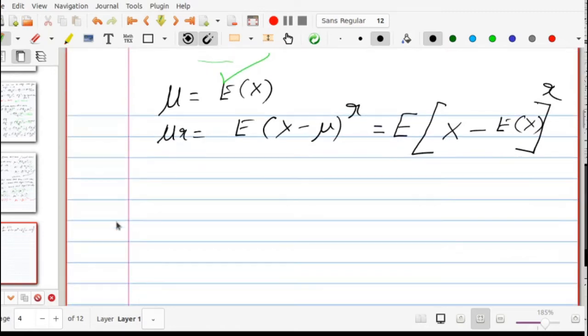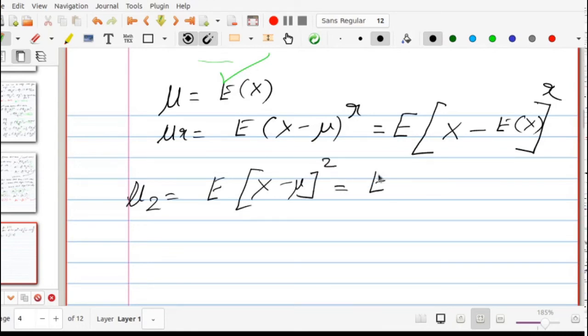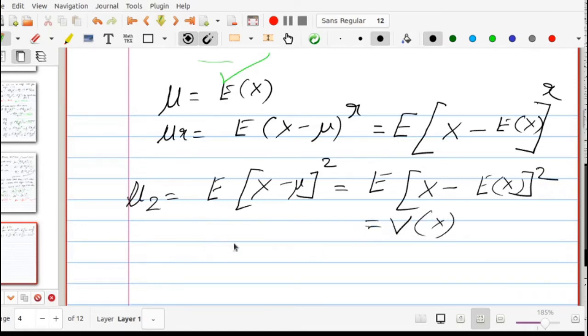So we can say that mu2, so instead of r we put 2, is equal to the expectation of (x minus mu) to the power 2, which is equal to, just substituting, the expectation of (x minus expectation of x) square, which we know is equal to the variance. We already discussed this, right?